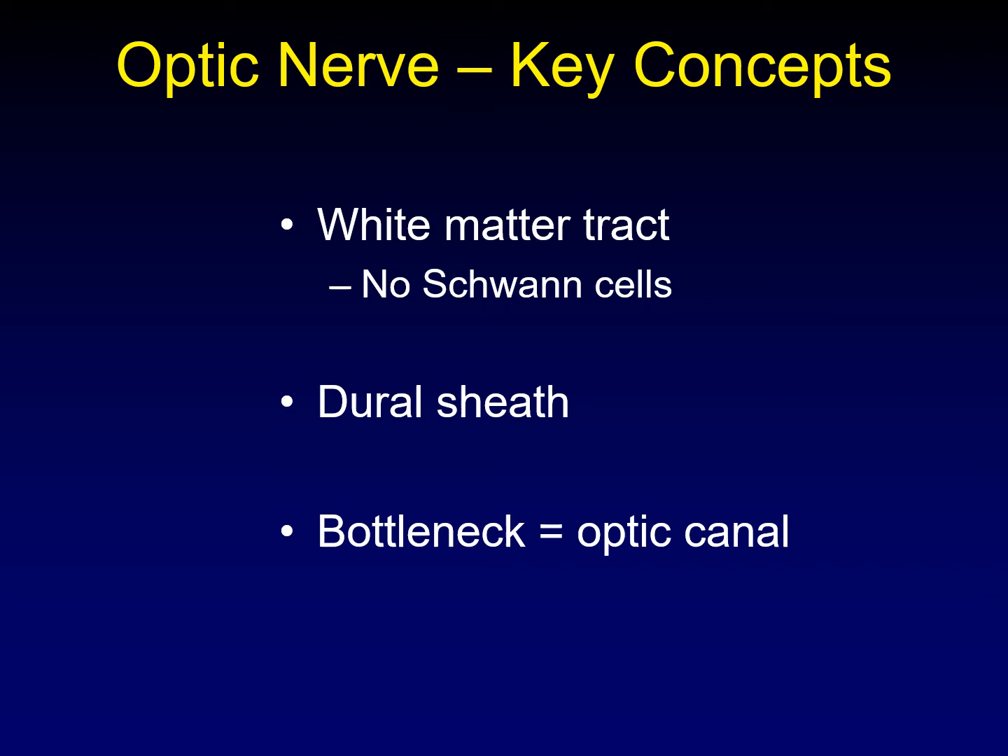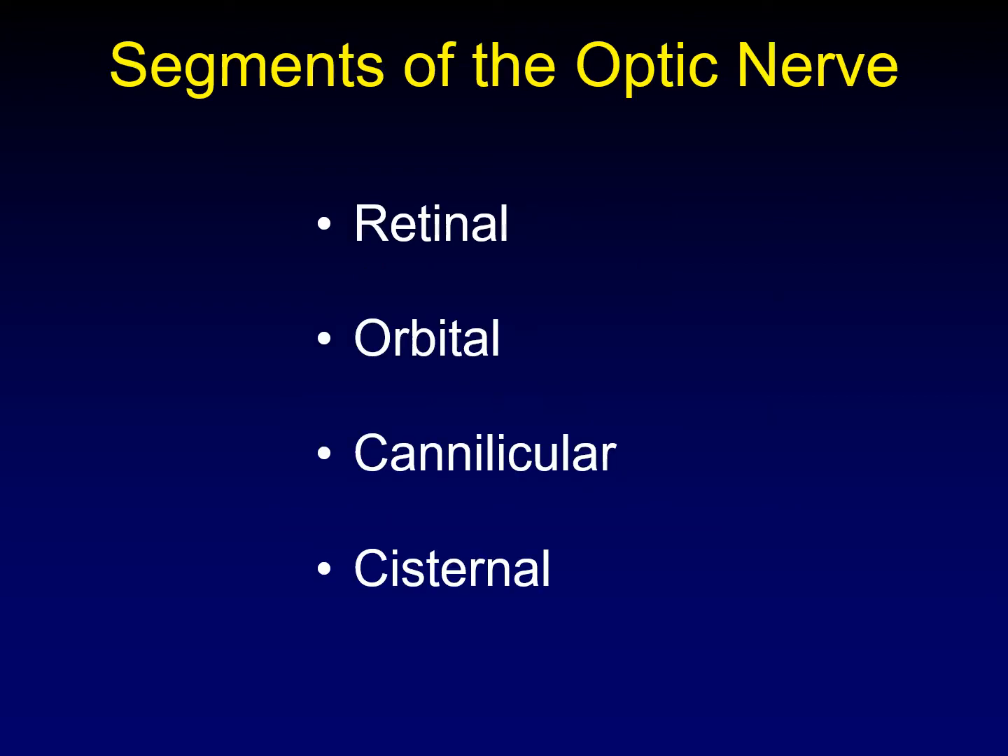The optic nerve has a bottleneck at the optic canal. That's the canal specifically designed for the optic nerve, but it's a tight point along the path of the optic nerve, and if you're going to get compression of the optic nerve, the most likely site for it to occur is in the optic canal. There are 4 anatomic segments of the optic nerve. From anterior to posterior, they are retinal, orbital, canalicular, and cisternal.